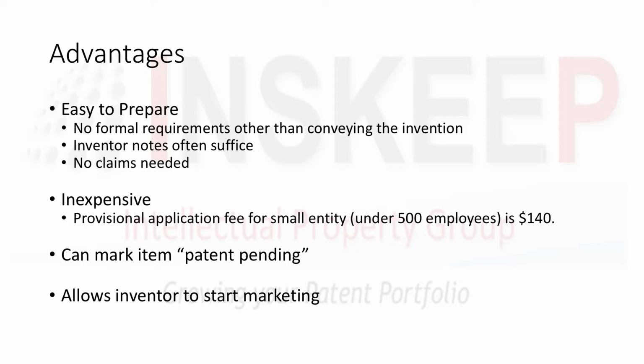They're also very inexpensive. The provisional application fee for a small entity, which is any entity under 500 employees, is only $140. Once you file a provisional patent application, you can mark the item patent pending. This allows you to start marketing your idea.